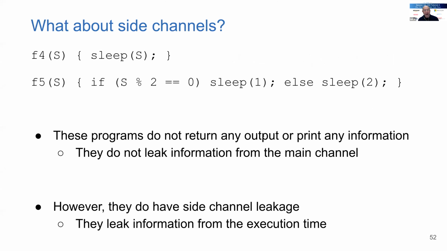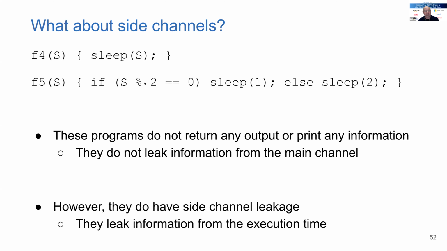Now, what about side channels? I can convert this to a side channel example where I'm not printing anything. I'm just changing the execution time based on the secret. So this program sleeps for S seconds. Well, it doesn't have to sleep. This is a silly example, but it does some computation which depends on the value of S. So the execution time would leak information about the secret.